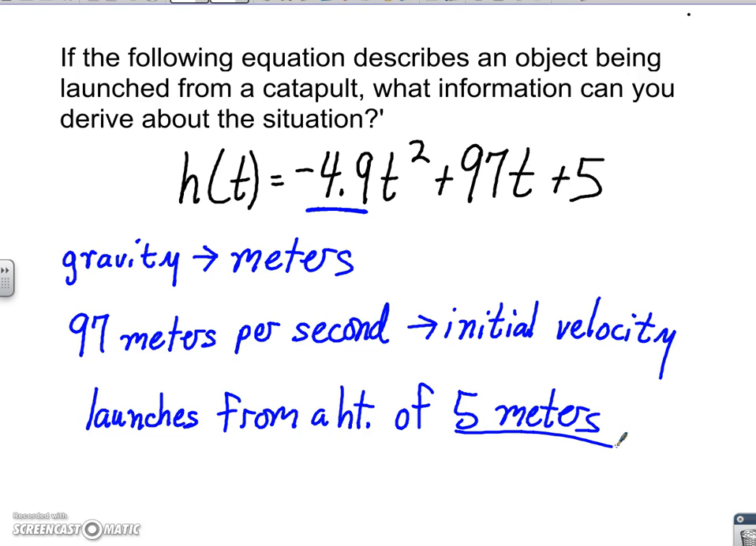We're going to have to plug this thing in and figure out how high this thing is launching things and how long it is in the air. Maybe we need to figure this out.